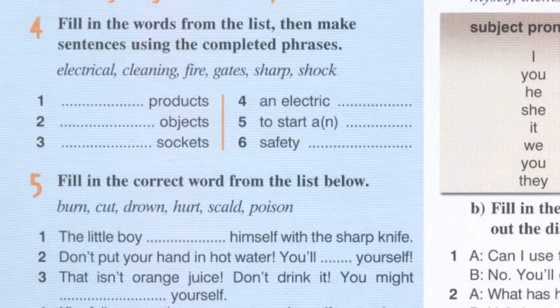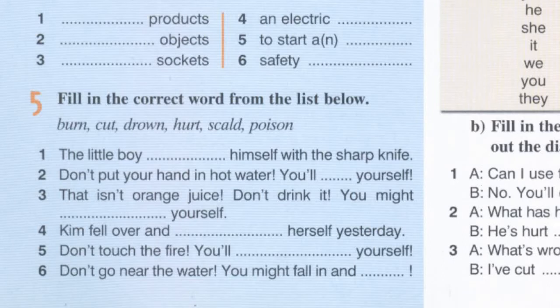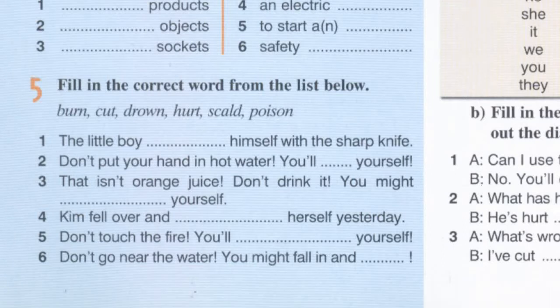Okay, let's go to exercise number 5. Practice the expressions from number 4 for memorizing, understanding, and pronunciation, all aspects. Exercise number 5. You are supposed to fill in the correct words from the list of words below, and the list includes burn, cut, drown, hurt, scold, poison, from number 1 to number 8, and your time is starting right now.